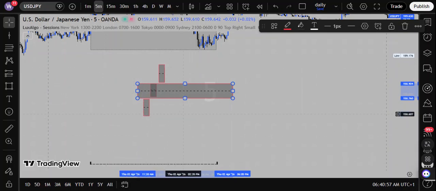This is just the basic. This is just what fair value gap means. There are so many types of fair value gap entries. If you want to see more of this strategy, you can check down the link.